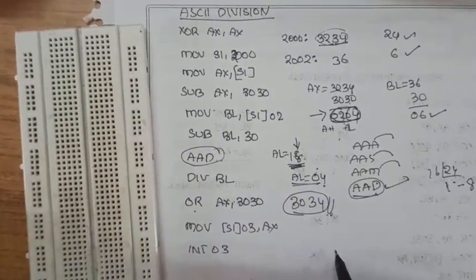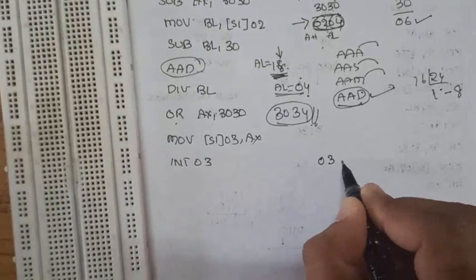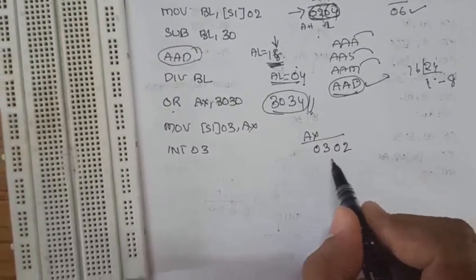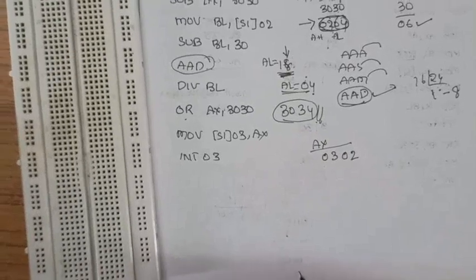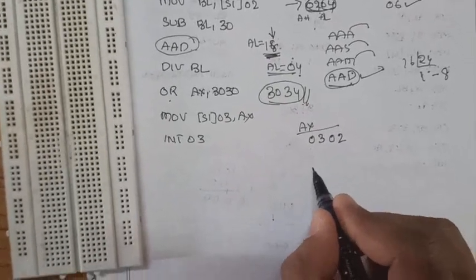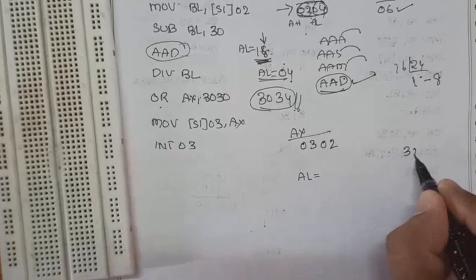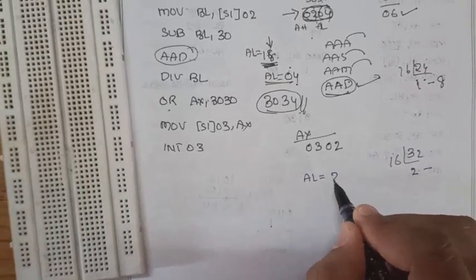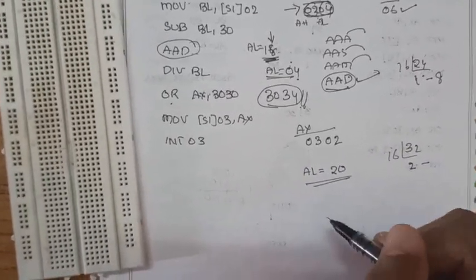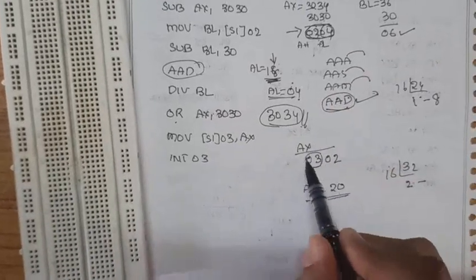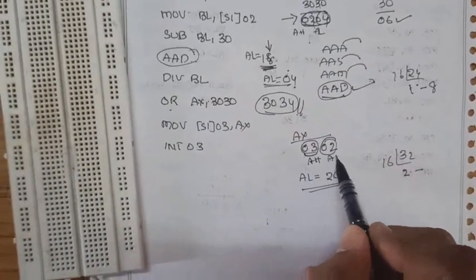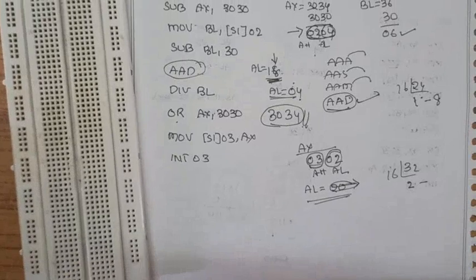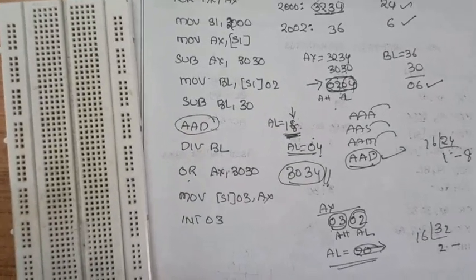What this does is convert whatever unpacked data is available in the AX register. Suppose 0302, if we are thinking about 32, it converts this 32 into its equivalent form: 16 twos are 32, so it converts it into 20 in AL. As simple as that. It converts the unpacked data available in the AH and AL registers into an equivalent binary number in hexadecimal, so that we can perform operations on it. Let us check the same result here.